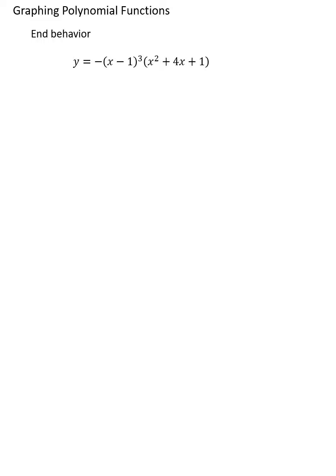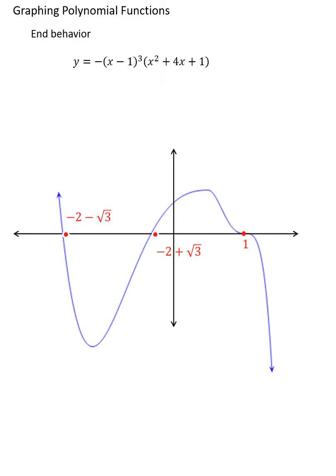Let's look at our third example that we did today. And again, instead of looking at the factored form of the graph, let's take a look at the expanded or standard form of the formula that we're graphing here. So the standard form of a polynomial gives us a good indication of what the end behavior is going to be, based solely again on the first term of that.